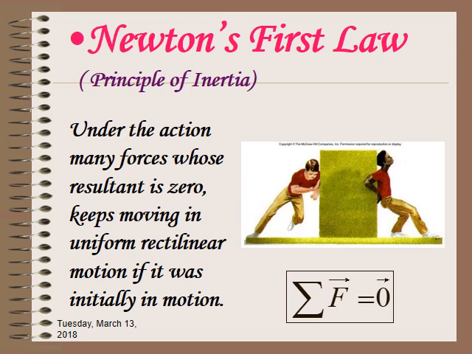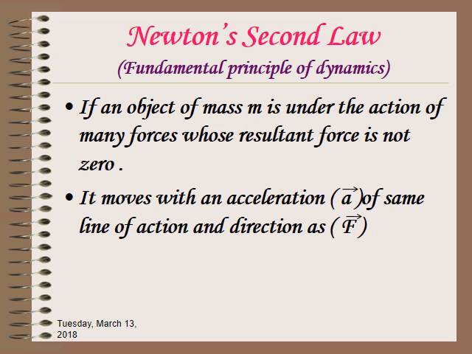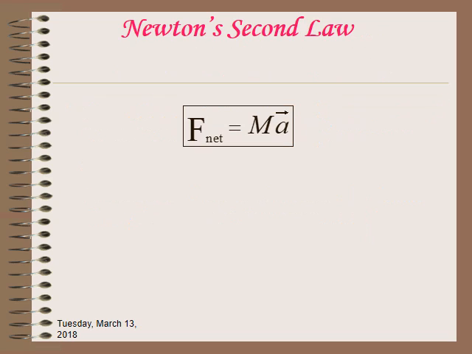Newton's first law, principle of inertia. Under the action of many forces whose resultant is 0, an object keeps moving in uniform rectilinear motion if it was initially in motion. Summation of forces equals 0. Newton's second law: if an object of mass m is under the action of many forces whose resultant force is not zero, it moves with an acceleration a of same line of action and direction as F. So Newton's second law is summation of forces equals ma.